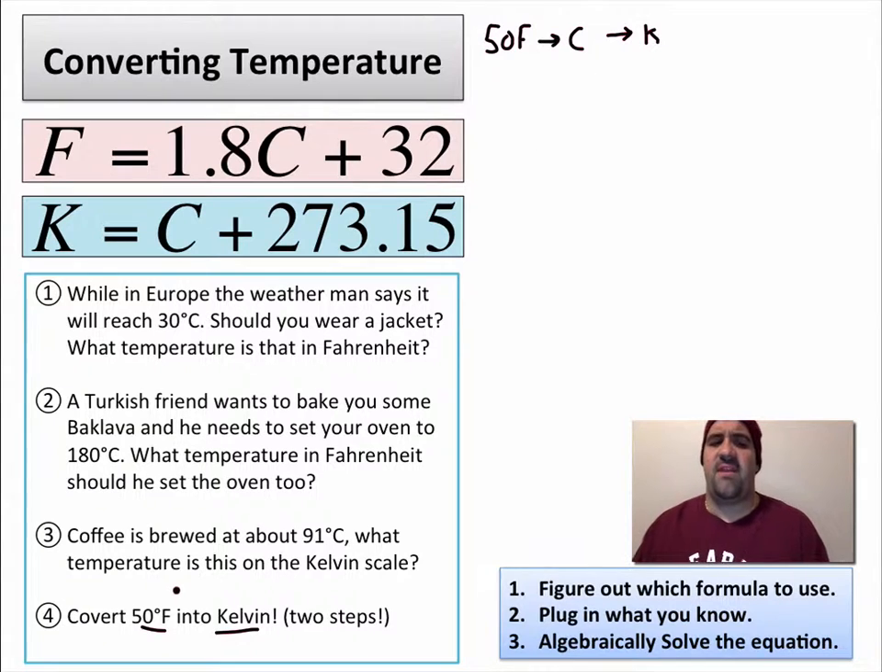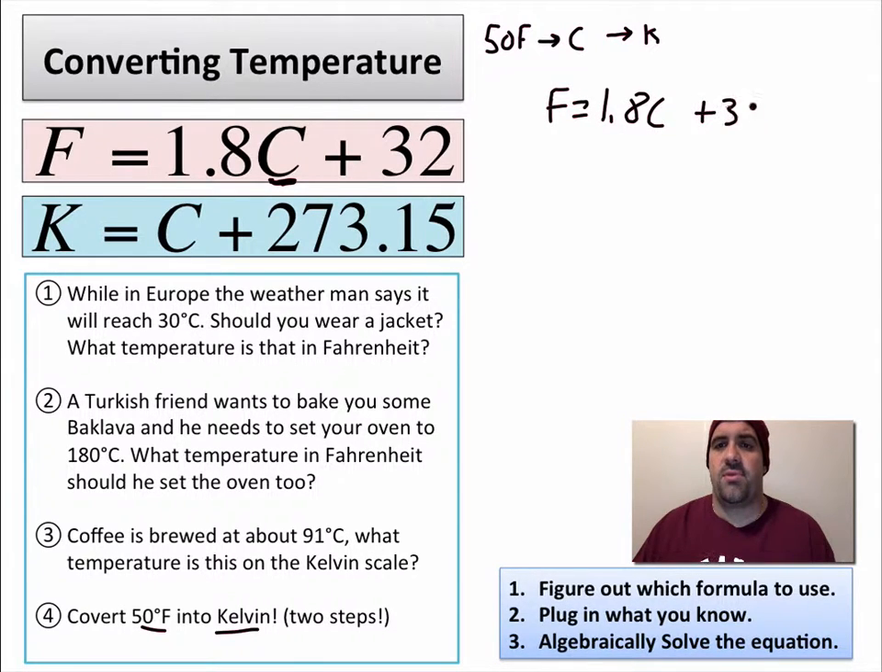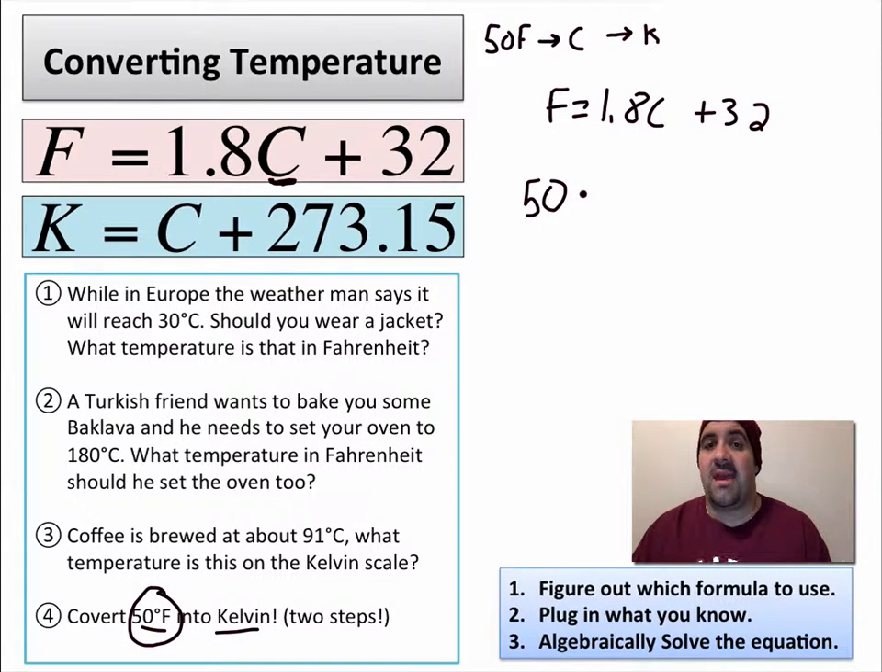Converting 50 degrees Fahrenheit into Celsius is going to be a little bit different, because right now we want to figure out what C is. We don't know what C is. We know what F is. So we have F equals 1.8C plus 32. What I'm going to do is plug in the 50 because I know it's 50 Fahrenheit. I have to plug it in for F. 50 equals 1.8C plus 32.